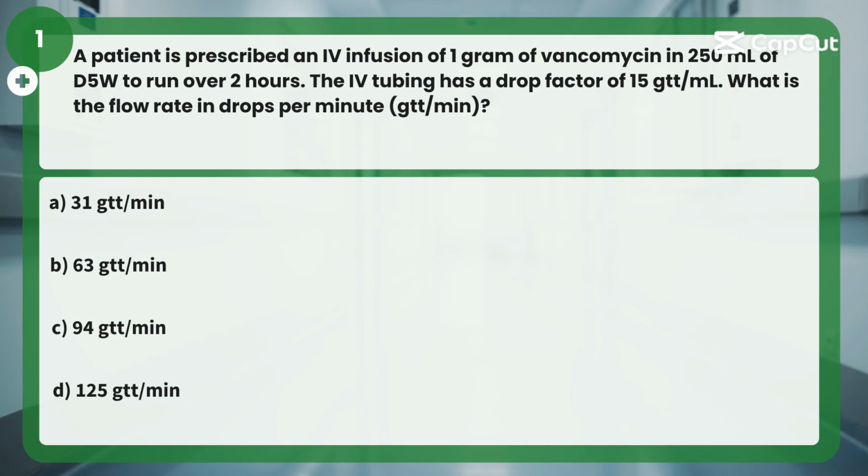Question 1. A patient is prescribed infusion of 1 gram of vancomycin in 250 milliliters of D5W to run over 2 hours. The IV tubing has a drop factor of 15 gtt/ml. What is the flow rate in drops per minute, gtt/min? A. 31 gtt/min. B. 63 gtt/min. C. 94 gtt/min. D. 125 gtt/min.